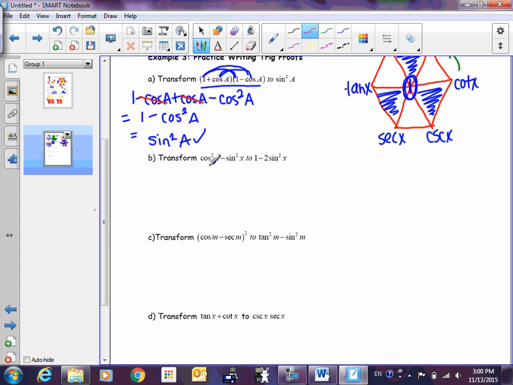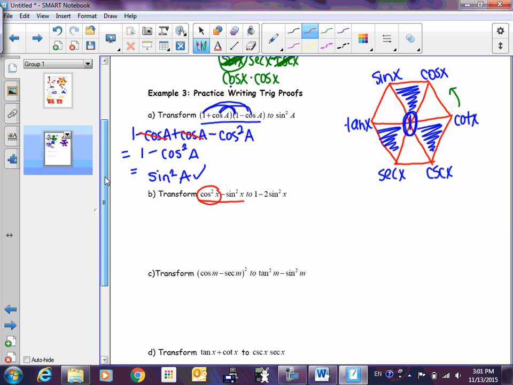Okay, so let's look at this next one. Again, let's get in the habit of underlining the side we're going to start with. And then that way you don't have to rewrite it. You could rewrite it. And then look at what I'm trying to transform. In the problem I start with a cosine squared and a sine squared, but then in the end I don't have a cosine squared. So what we're going to do is replace cosine squared with something.